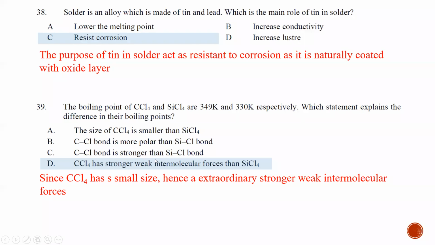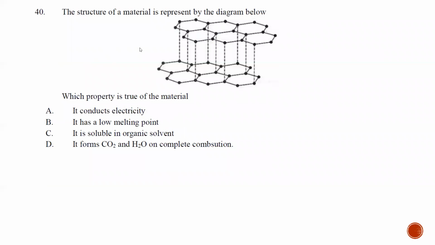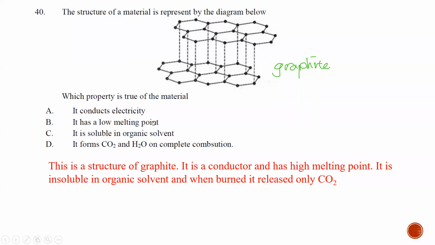And then we go for the last objective question, which is 40. The structure of a material is represented by the diagram below. You can obviously tell that it is graphite here. So which statement is true about this material? It conducts electricity, which is true. It has a low melting point? No, it has a high melting point.